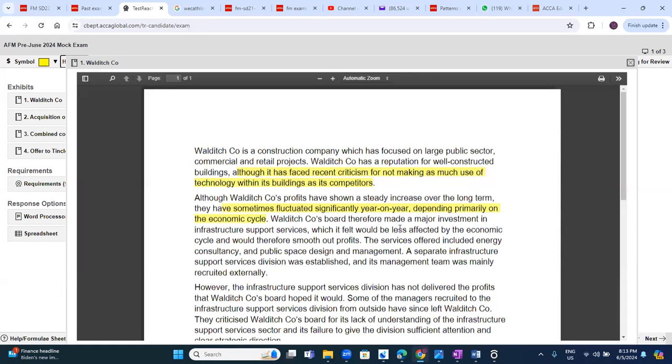W Company board therefore made a major investment in infrastructure sports service. This is another business, which it felt would be less affected by the economic cycle and would therefore smooth out profit, normalize the profit. The services offered included energy consultancy, public space design and management. A separate infrastructure sports service division was established and its management team was mainly recruited externally.